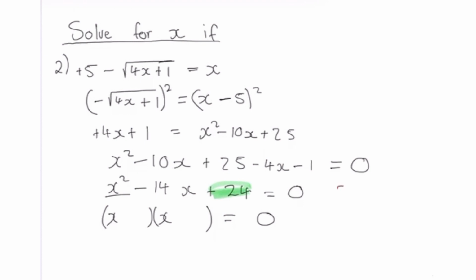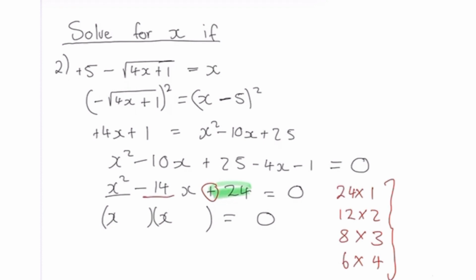24 is 24 times 1, 12 times 2, and then 8 times 3. This will also give you 24. It's 6 times 4. This will also give you 24. And these are all the factors of 24. But which ones do we want to use? Which group do we want to use? We want to use the group that when we add it, we get 14.